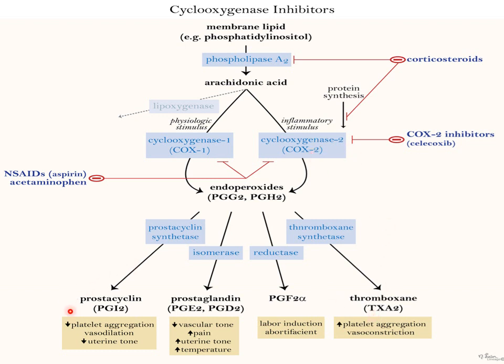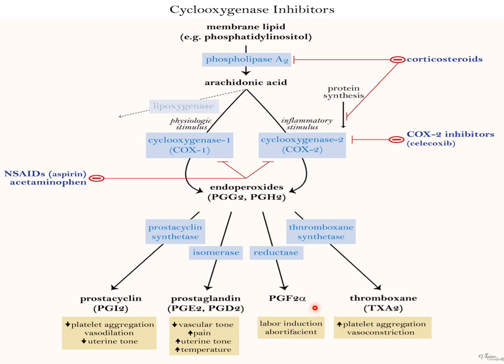So what effects are observed after the production of these components? Whenever there is a release of prostaglandin I2, we observe a decrease in platelet aggregation as well as a decrease in vasodilation and uterine tone. These are the consequences observed whenever there is a release of prostaglandin I2. In the case of prostaglandin E2 and D2, there is a decrease in vascular tone, an increase in pain at that particular region, an increase in uterine tone, and an increase in body temperature. So pain and temperature are majorly increased due to the release of prostaglandin E2 as well as D2.